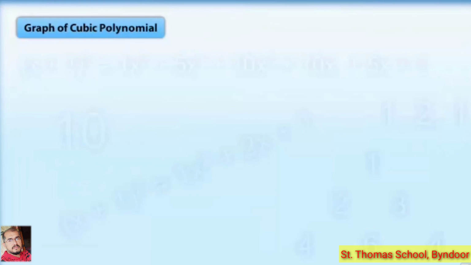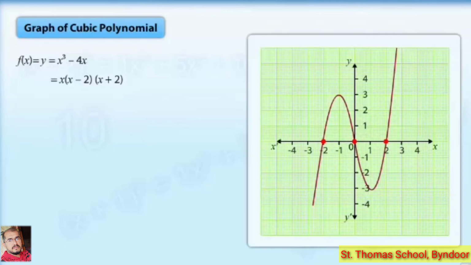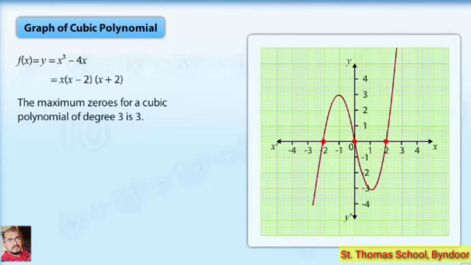Now, let's look at a cubic polynomial. f(x) = y = x³ - 4x. This is a polynomial of degree 3. So, what will the graph be like and what are the maximum zeros possible? Let's take a look at the graph. There are 3 x-intercepts. Therefore, the maximum number of zeros for a cubic polynomial of degree 3 is 3.